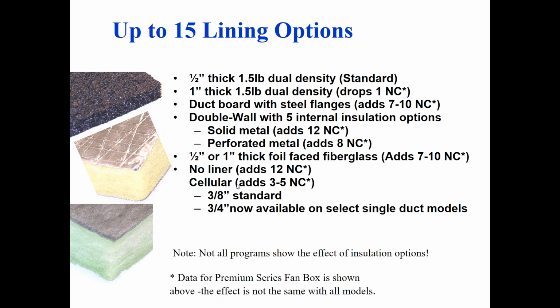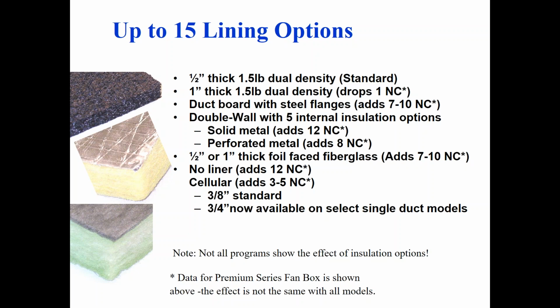Having no liner or having a double wall system is going to be the biggest penalty. That's 12 NC. That's an absolute massive sound penalty. It's orders of magnitude larger in sound. There's no reason to get double wall in a VAV box. It does not make any sense whatsoever. There's no advantage to that.